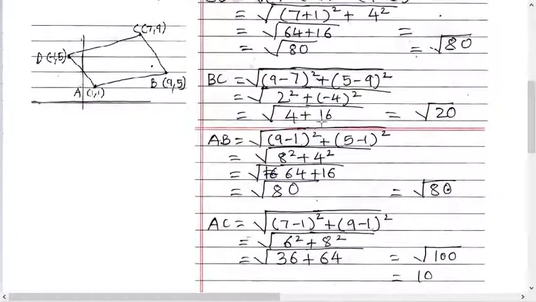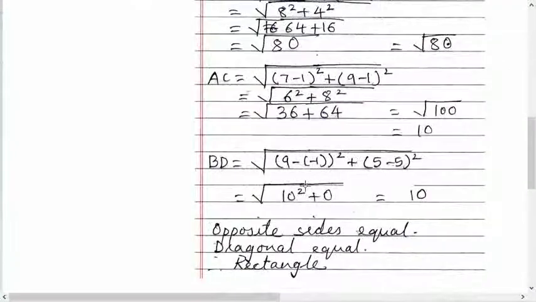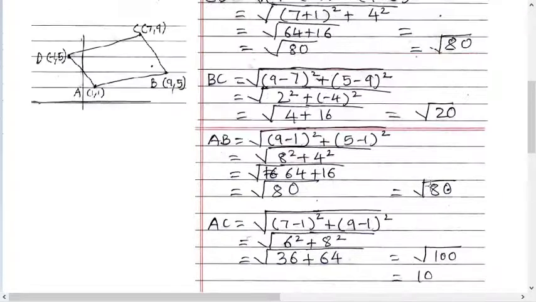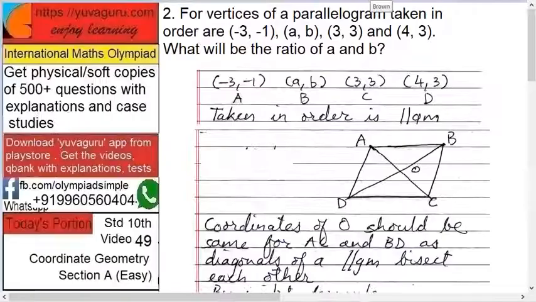AC is the square root of (7 minus 1) the whole square plus (9 minus 1) the whole square. And BD is what? (9 minus minus 1) the whole square plus (5 minus 5) the whole square. If you solve this, you will get 10 in both cases. So diagonals are equal. That's why it is a rectangle. Opposite sides equal, diagonals equal, so it's a rectangle.